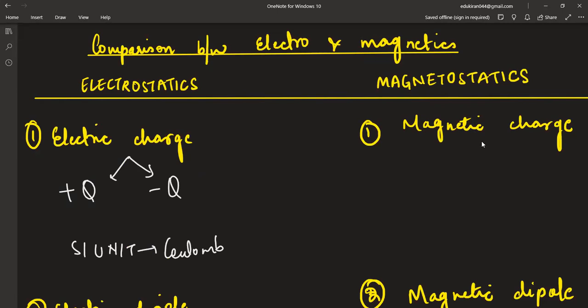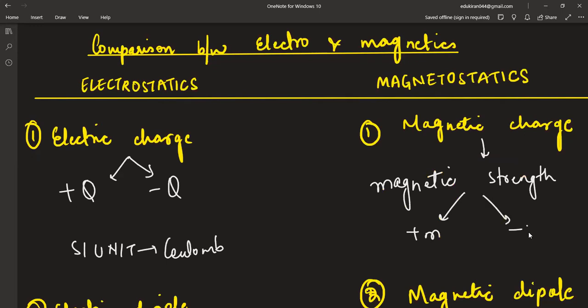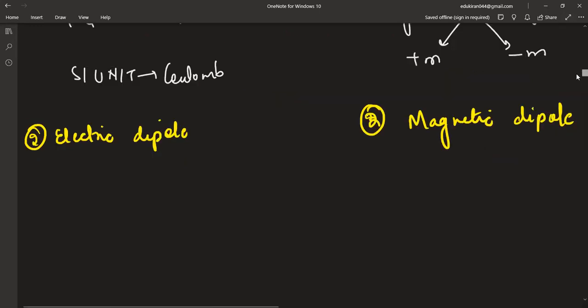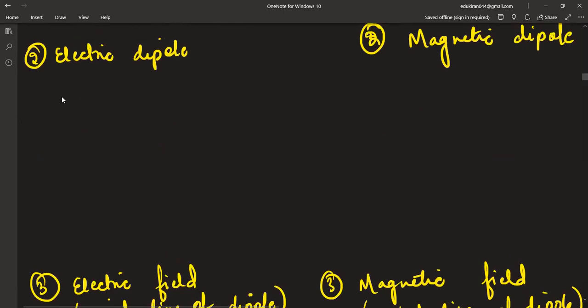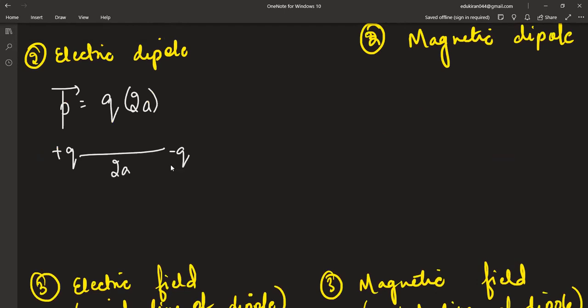Magnetic charge basically means, see, there is no particular charge. When we say magnetic charge, this basically means magnetic strength. So magnetic strength is represented by plus M and minus M. Now, the way we have studied electric dipoles, electric dipole moment was charge multiplied by their separation, right? If two charges are present, plus Q minus Q separated by a small separation, identical charges with opposite sign, this forms a dipole. The SI unit we had was coulomb meter, right?